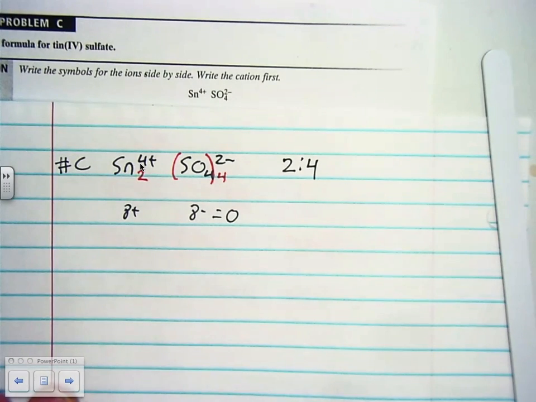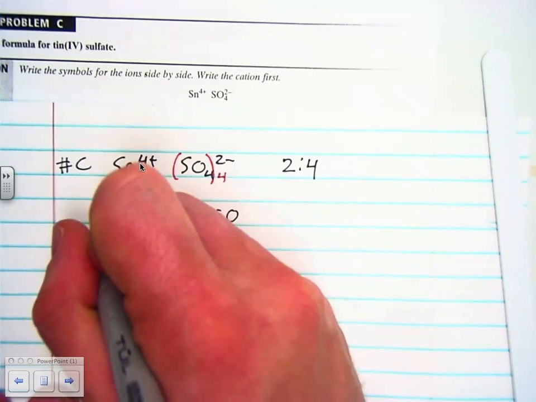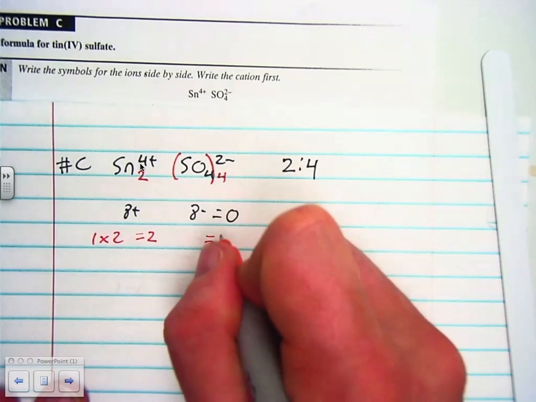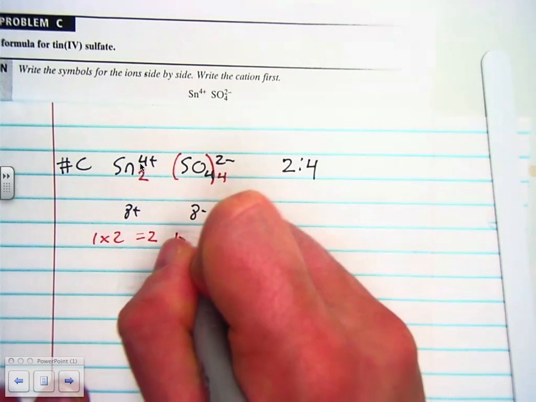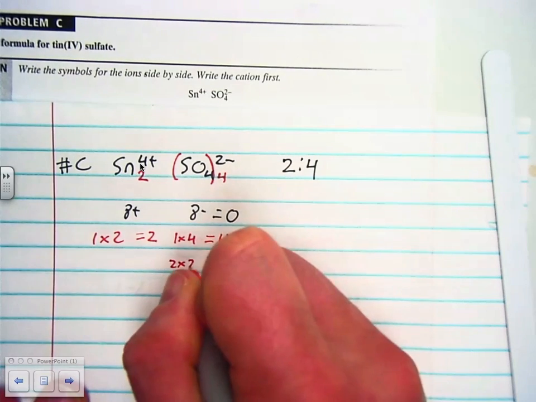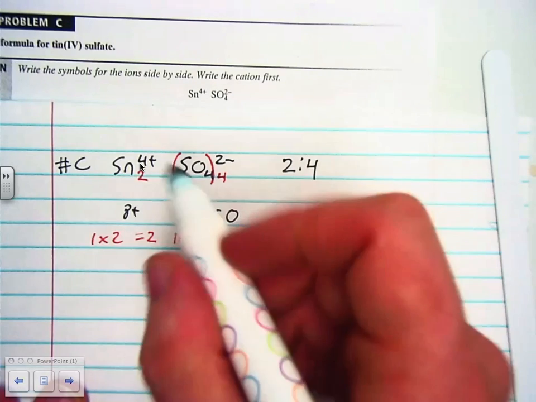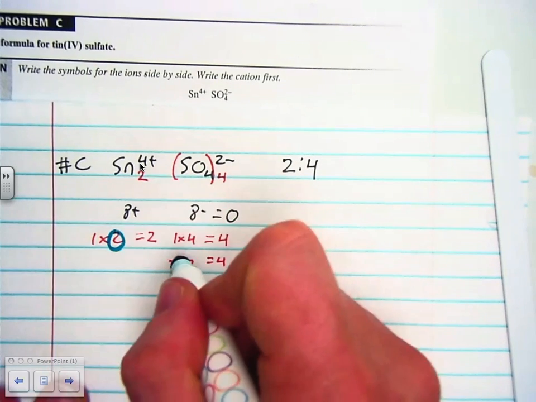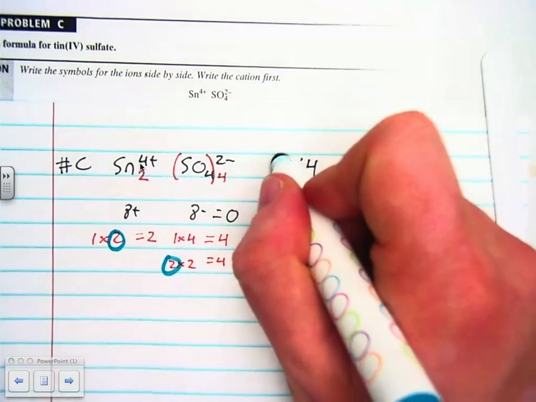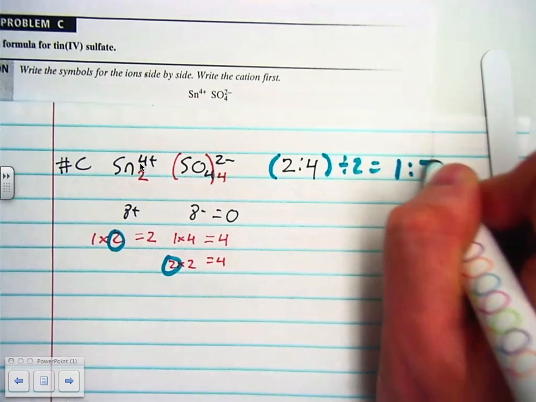Probably not. What is the largest common factor? Largest common factor of 2, 1 times 2. I think that's all we got. But with 4, we've got a couple. We've got 1 times 4, we've got 2 times 2 equals 4. The largest common factor I'm going to circle in blue looks like 2. So if we divide this by 2, we're going to get the whole number ratio of 1 to 2.